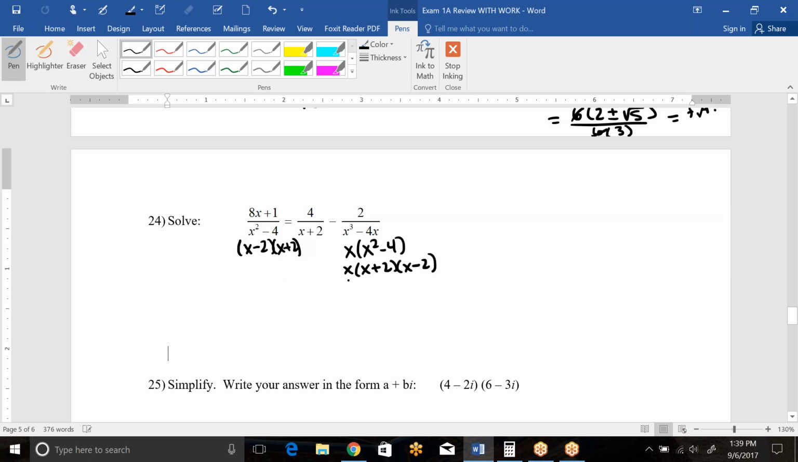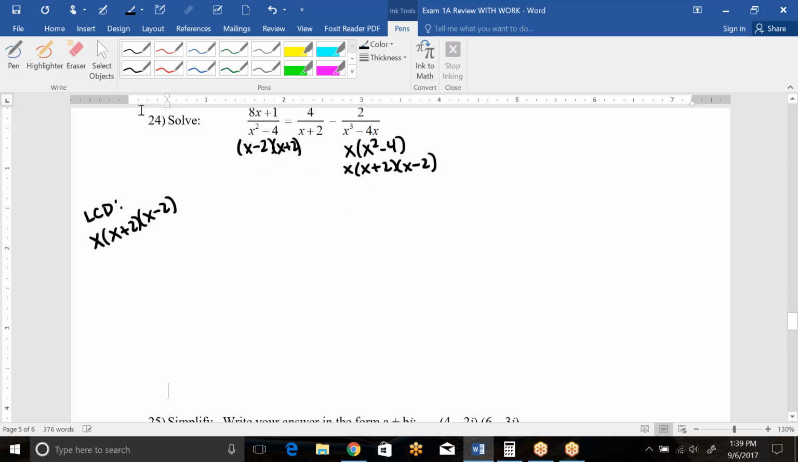So actually, because of that x in that third denominator, that is now part of our LCD. So we have an x, an x plus 2, and an x minus 2. And I already know I'm going to need a lot more room for this one, so I'm going to give some space. That means that my restricted values, we do not want x to equal 0 because that turns x into 0, or negative 2, or positive 2. Those are all restricted values. They would make our denominators 0.